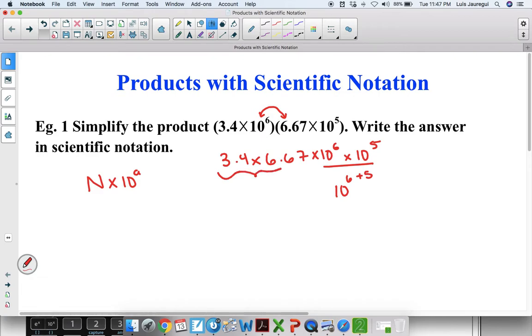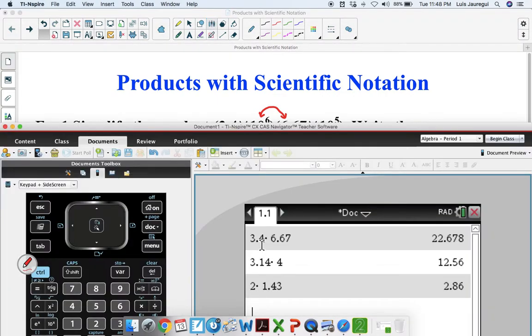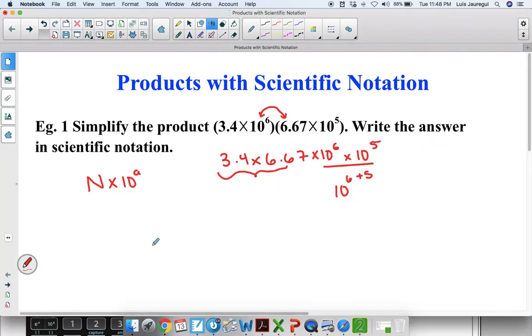Now, for these two factors, we're going to multiply them, so we're going to use a technology. In my case, I'm going to use Inspire. So I have 3.4 times 6.67, and 3.4 times 6.67 is 22.678. So this is 22.678 times 10 to this particular exponent. So rewriting this one, we have 22.678 times 10 to the 11th power.